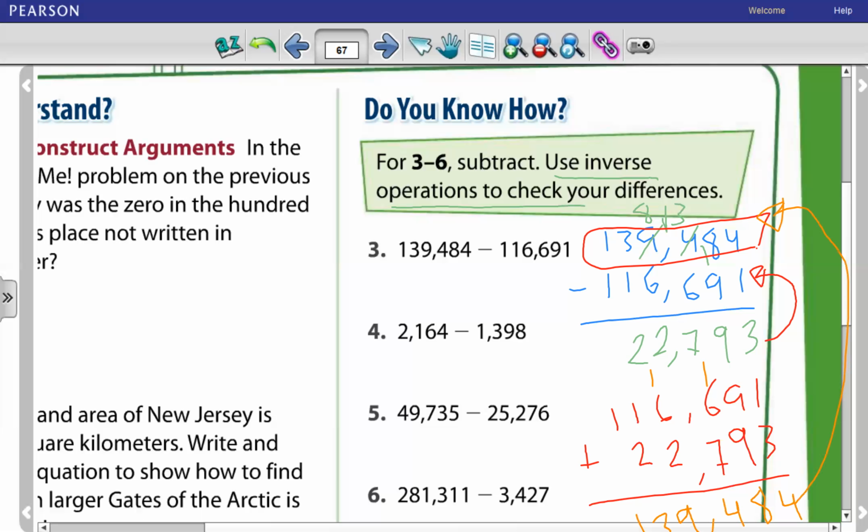But do not do this operation, the inverse operation, until the question asks you to.